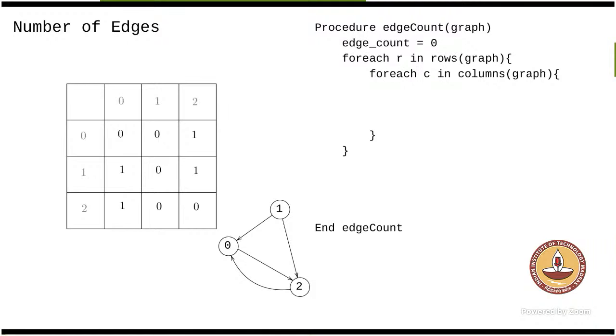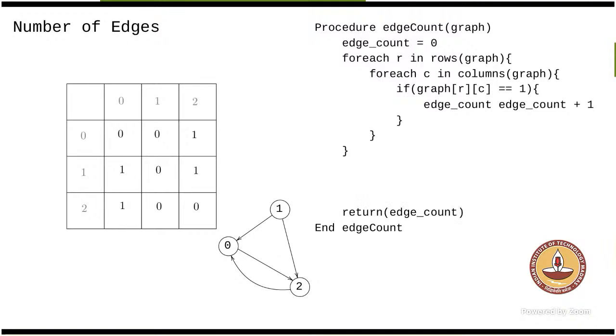That's correct. So we just iterate through the rows and columns, and if you end up seeing an edge between a particular R and a particular C, then you increment edge count, and then you return edge count. Is that correct? Yes, sir. Okay. So we have added some space in between. Can you think of any reason why there is a space here?